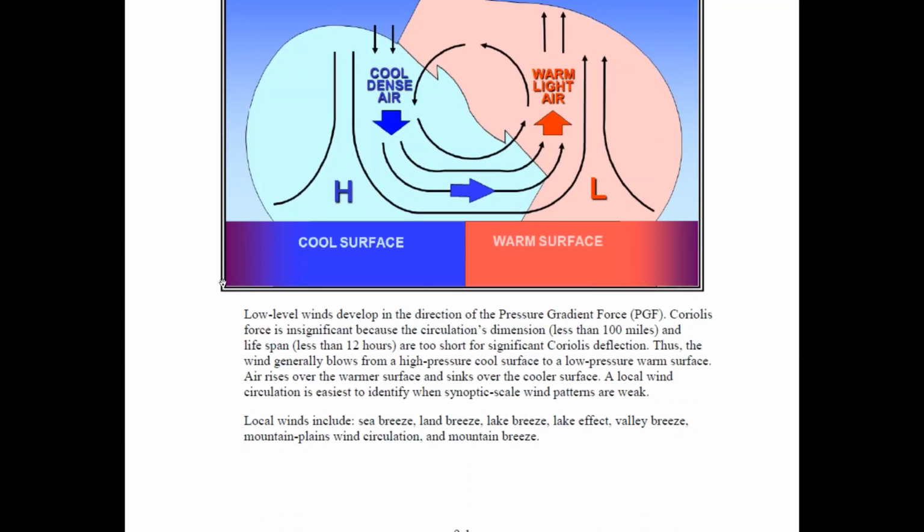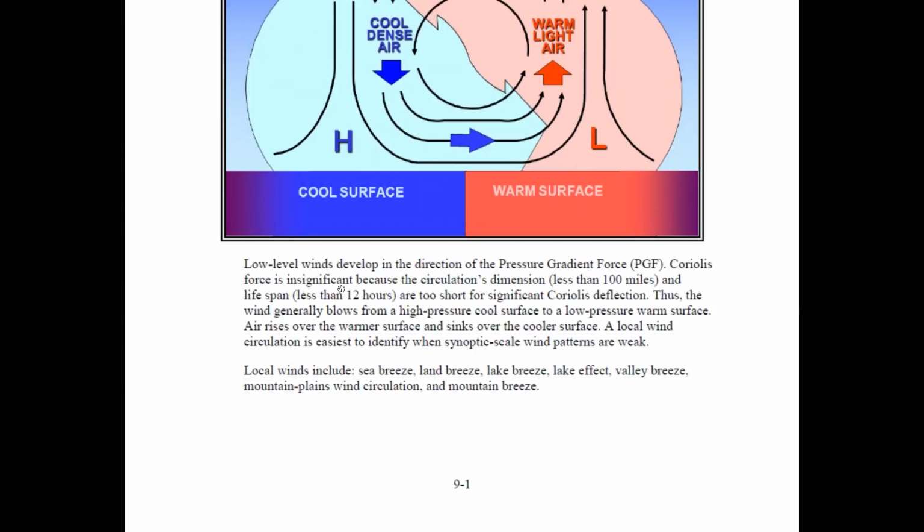Low-level winds develop in the direction of the pressure gradient force. Coriolis force is insignificant because the circulation's dimension, less than 100 miles, and lifespan, less than 12 hours, are too short for significant Coriolis deflection. Thus, the wind generally blows from a high-pressure cool surface to a low-pressure warm surface. Air rises over the warmer surface and sinks over the cooler surface.